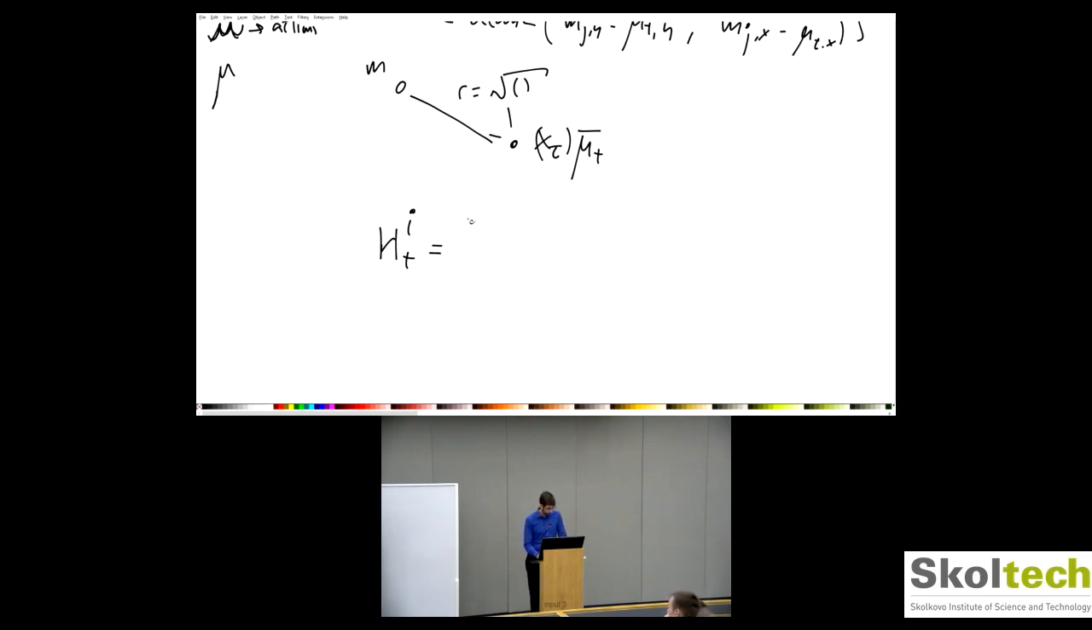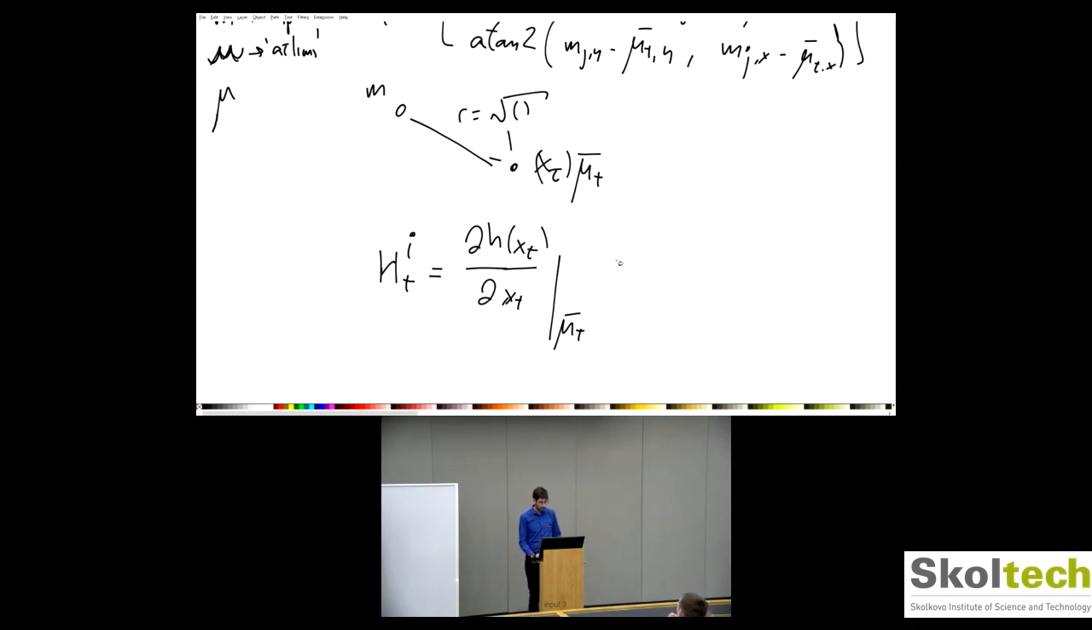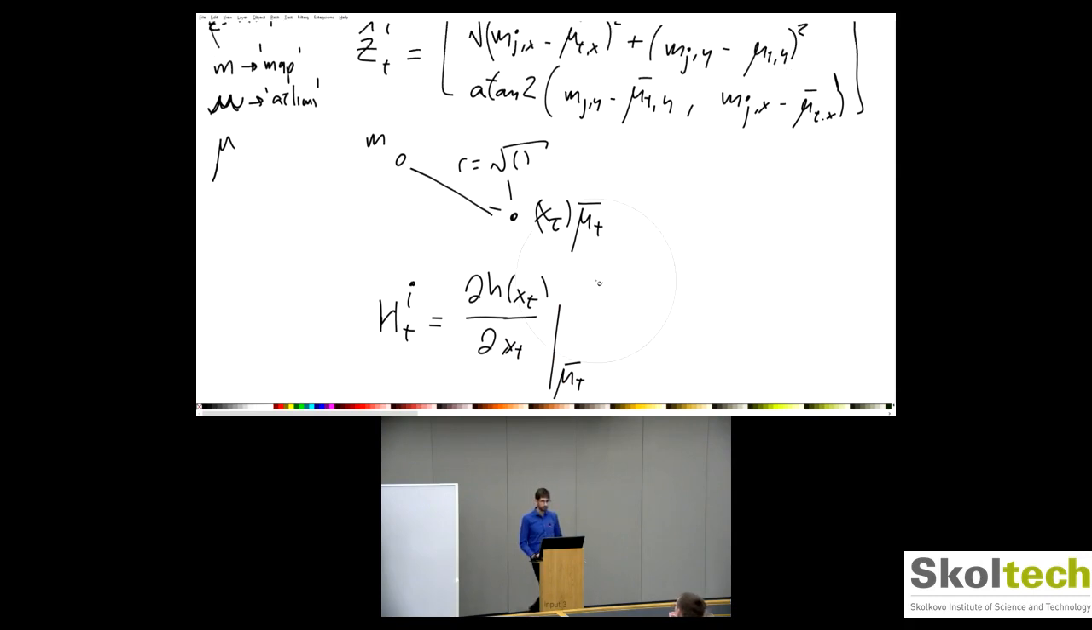Now let me write what this is. This is the Jacobian of the observation function. And take a look, now it depends on the observation, right? So why is that? Why does it depend on the observation if we are linearizing around the mean?